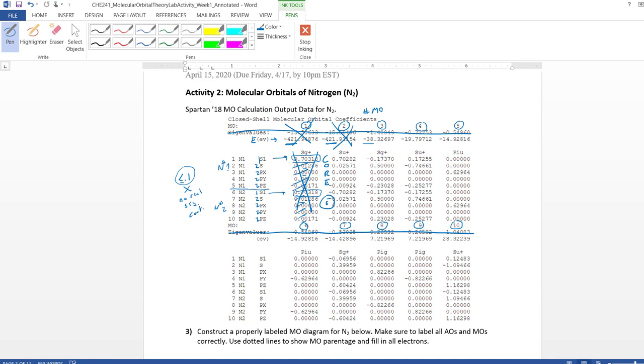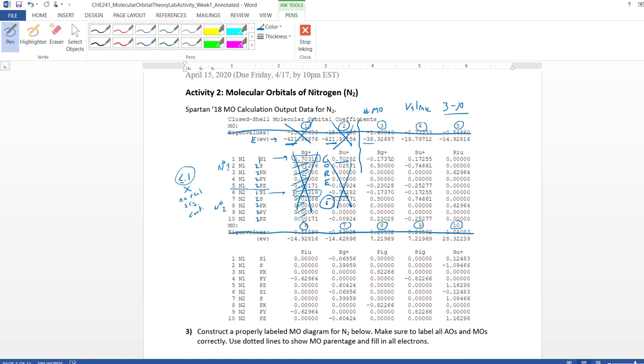This one here, negative 421. Again, there's a 1s and a 1s. Don't worry about it. We don't care about core electrons. So what you want to start doing is looking at the ones that are valence. And so these are valence, right? So that means 3 through 10 are going to be our focus. That gets rid of a lot of wasted space.